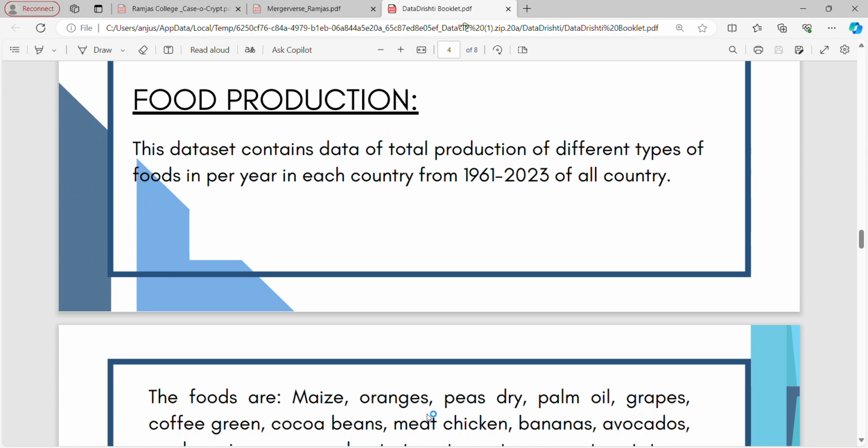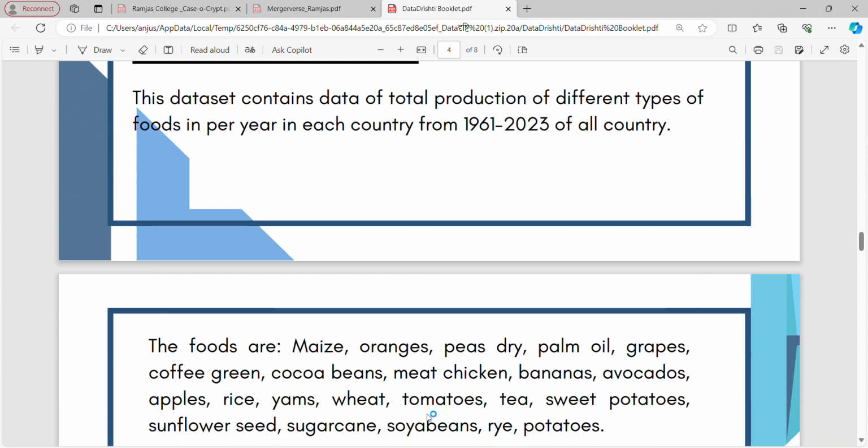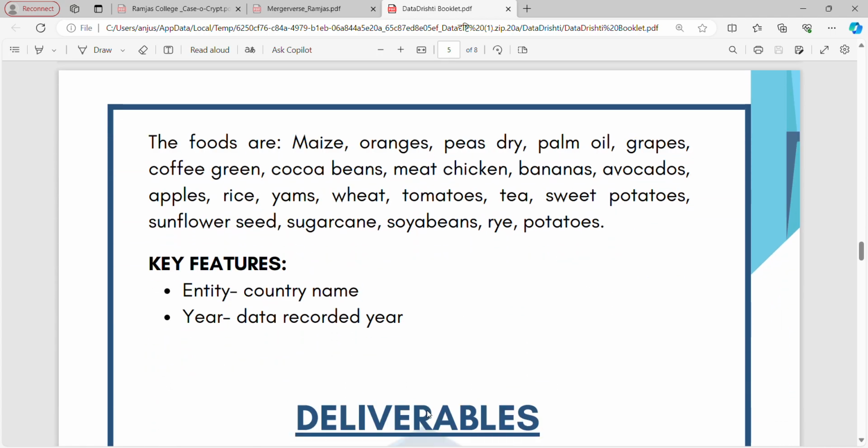Next is food production. The data set contains data of total production of different types of foods per year in each country from 1961 to 2023, of all countries. The foods are maize, oranges, peas, dry palm oils, grapes, coffee green, cocoa beans, meat, chicken, bananas, avocados, apples, rice, yam, wheat, tomatoes, tea, sweet potatoes, sunflower seed, sugarcane, soya bean, rye, and potatoes.